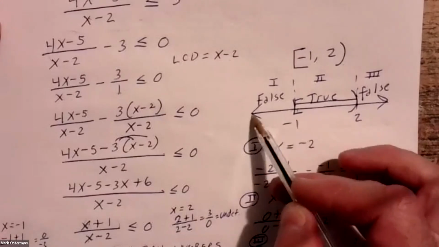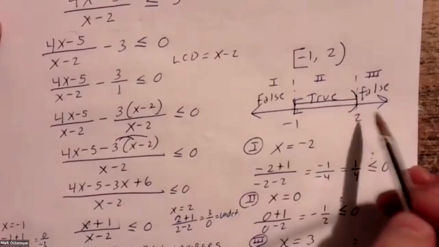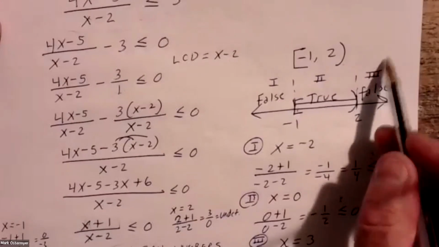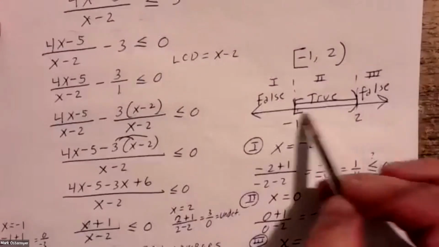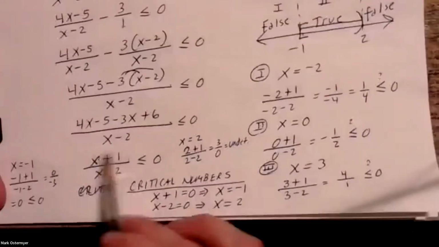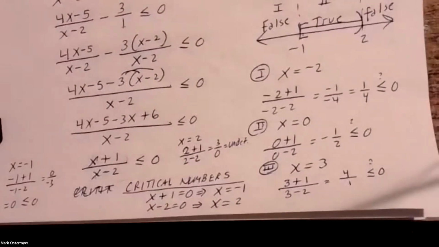For values less than -1, the graph would be above the x-axis. For values greater than 2, the graph would be above the x-axis. The graph would only have to be below the x-axis in this interval, -1 to 2. And you can convince yourself just by graphing that, on the number line. I mean, we could look at that really quickly here.